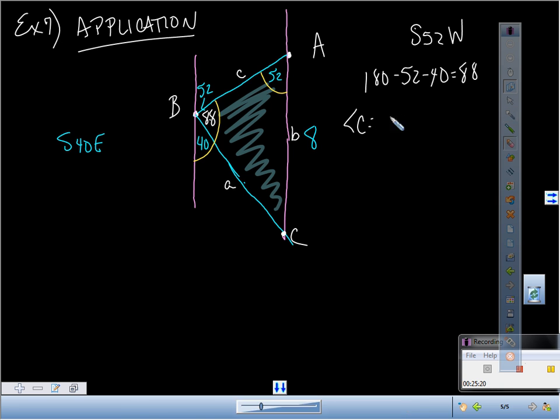Oh, look, y'all's brain did so much better than my brain. What did my brain do? My brain said 180 minus 52 minus 88, and so yes, that is 40. But what did y'all's little brains do? Alternate interior angles. Y'all said this is 40, so this is 40. Very good. My brain did not do that.